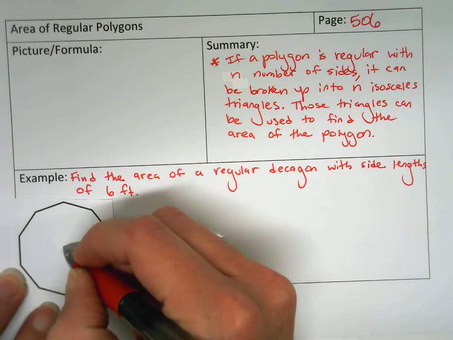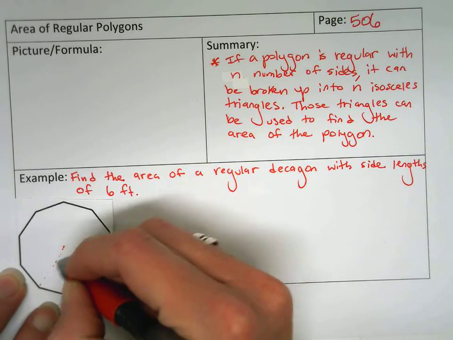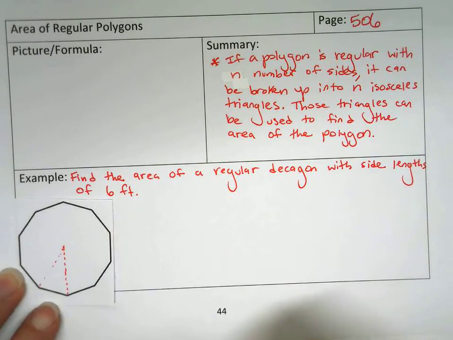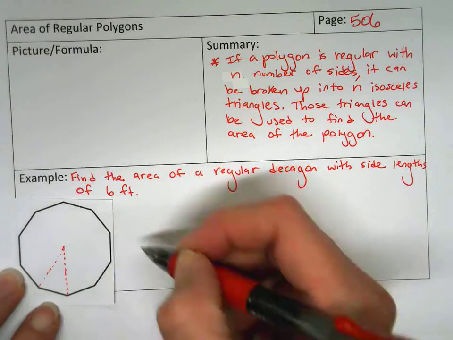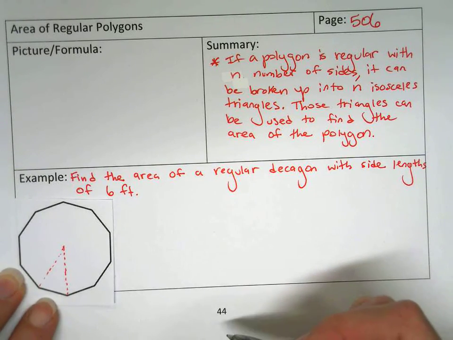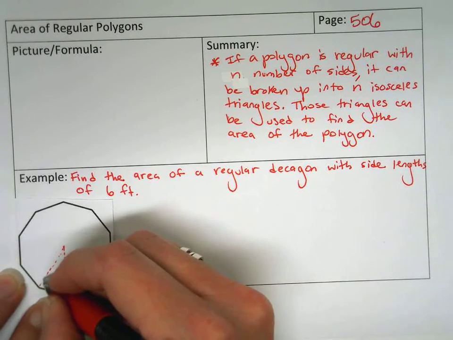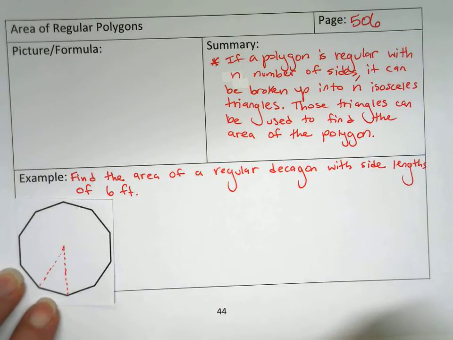From the center, we can connect to the vertices. And we could do this all the way around, and we would create 10 isosceles triangles that are all equal to each other. Now, we can find the area of a triangle. It's 1/2 base times height.